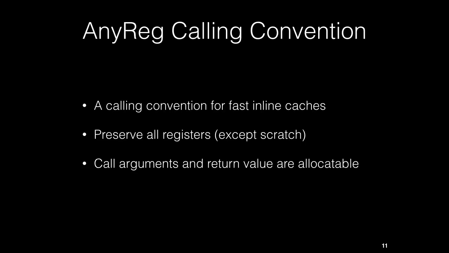Now, to support inline caches, we added a new calling convention called anyReg. Because inline caches are right in line with compiled code, we want it to preserve all the registers, and it does that, except for 1 or 2 platform-specific scratch registers. But importantly, the arguments that you pass to the patch point and the return value are allocatable. So the register allocator is going to decide which register is most convenient for, say, the object that you want to access. Unlike the other live values, they can't be spilled, though, because we're not going to be able to reload these values in the patch code.